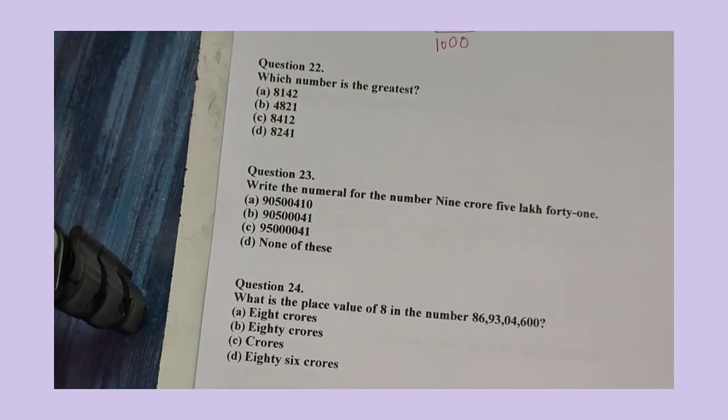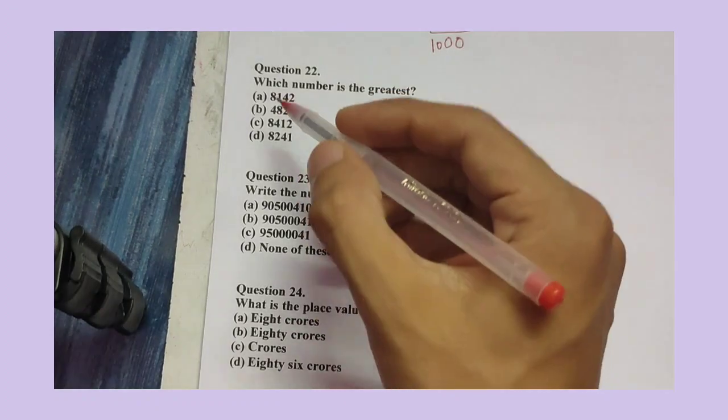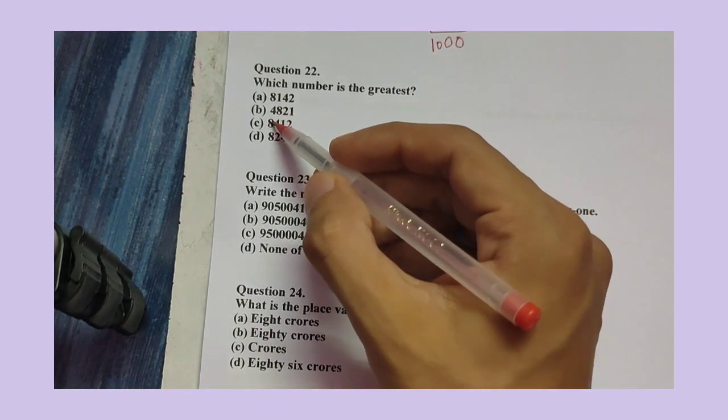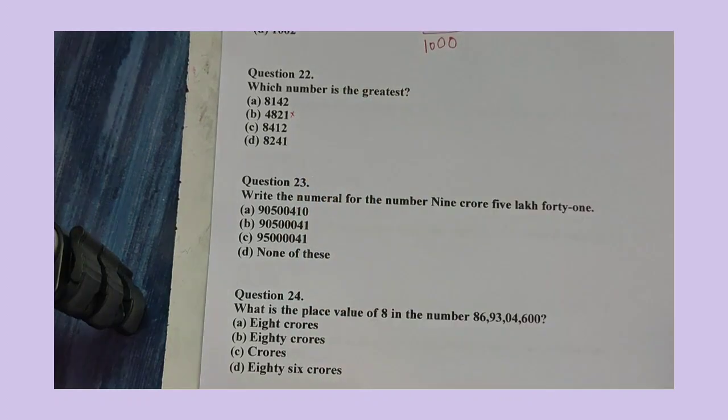Now, the 22nd question. This is the smallest question, I can say it should be the easiest. We have been asked which number is the greatest one. Now see, which number is the greatest one? At the thousandth place, if we see 8, 4, 8, 8 is there. So 4 is the smallest, so we can neglect this part. Option B has been rejected.